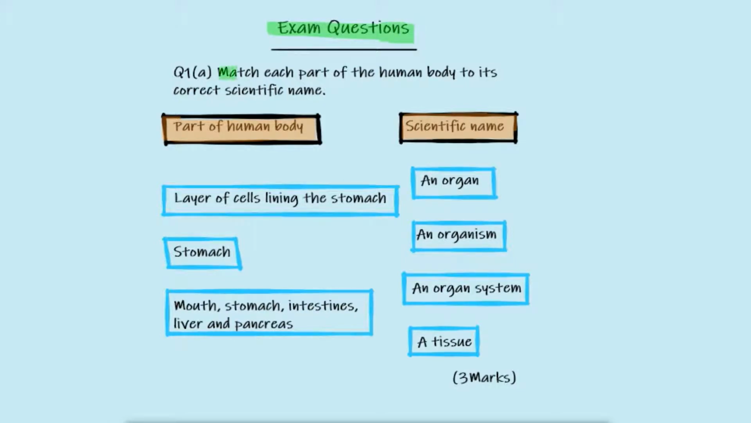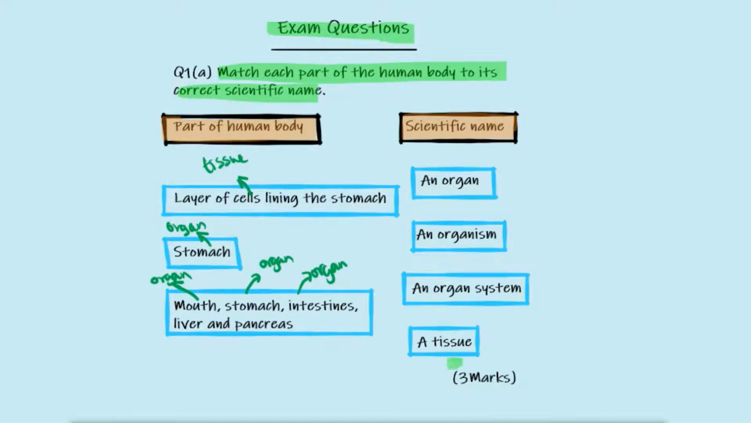Question 1. Match each part of the human body to its correct scientific name. Layers of cells lining the stomach. We think of cells coming together. We think of tissue. Here we can see it's different tissues together which makes an organ. And here we can see there's lots of different organs. Mouth's an organ, the stomach's an organ, the intestines are organ, and so is the liver and pancreas. This question is worth 3 marks. Layers of cells lining the stomach we've established is a tissue. Stomach is an organ, and here we have lots of organs which make an organ system.